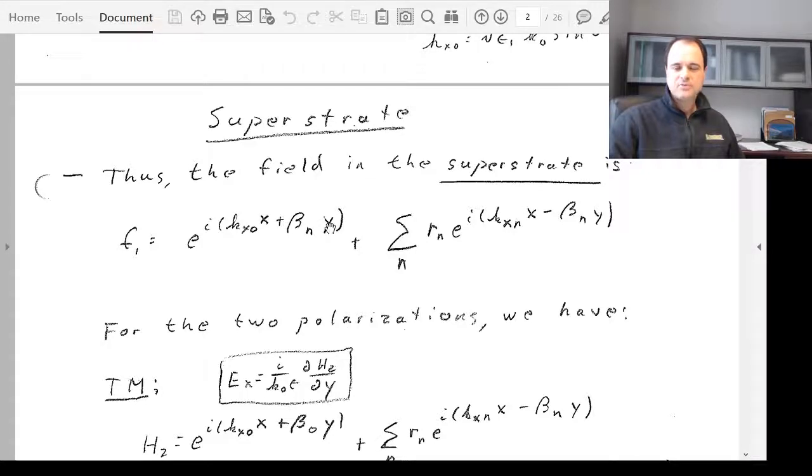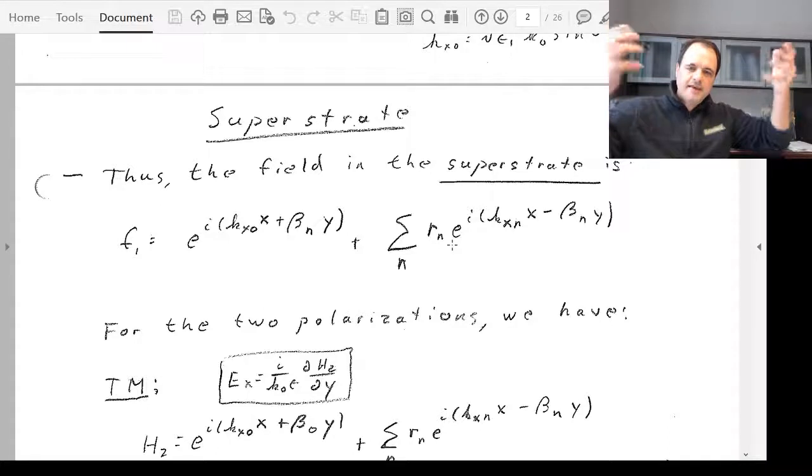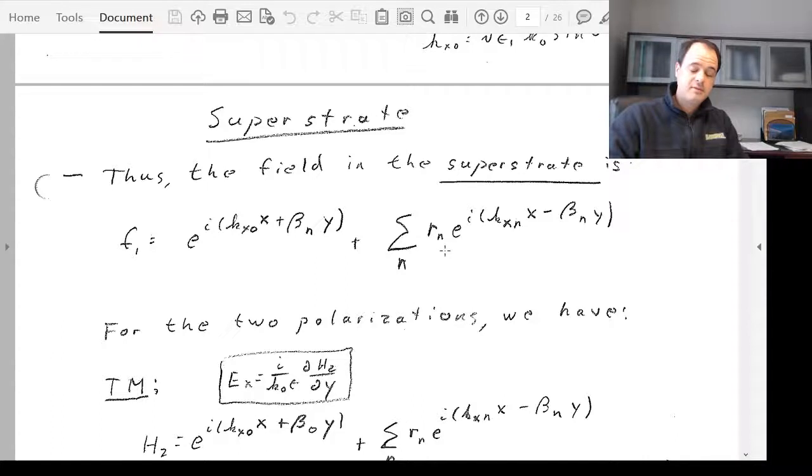When you have a plus, this represents a wave going down in the y direction, and this represents a wave going in the upward direction. We assume we have a unit amplitude wave coming down, hitting our structure, and then we're going to have a variety of waves that scatter back out, each with a different amplitude, that's why it's r sub n. The minus sign right here indicates that they are scattering upwards.